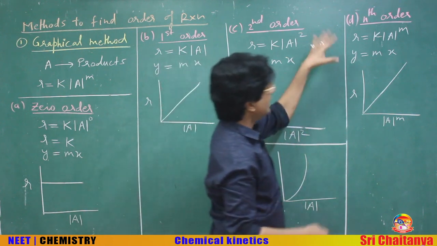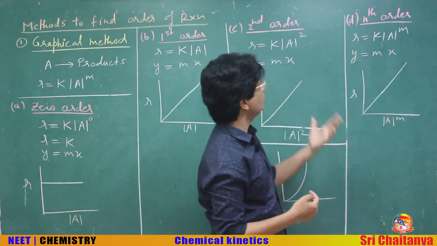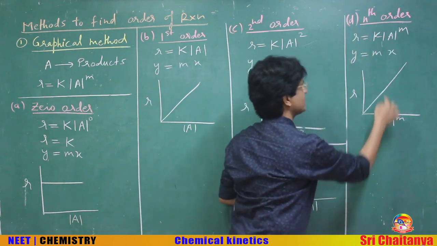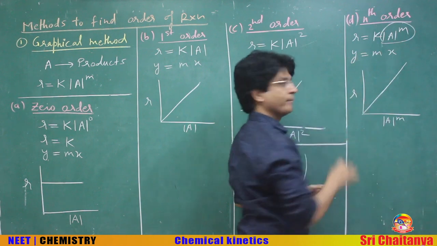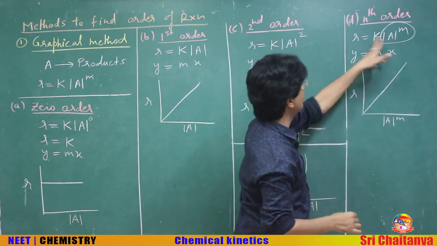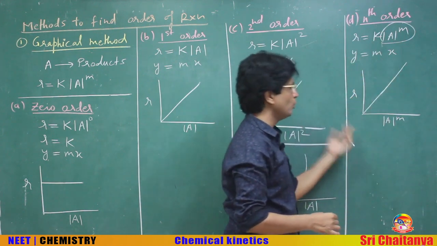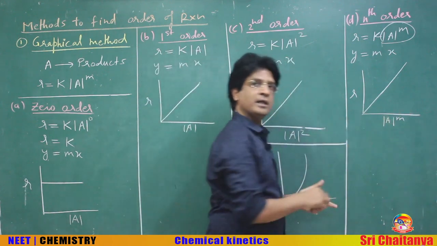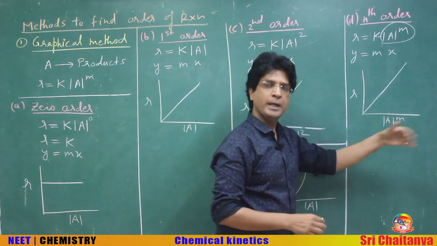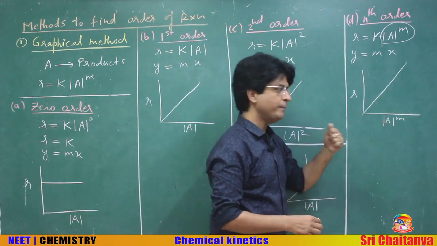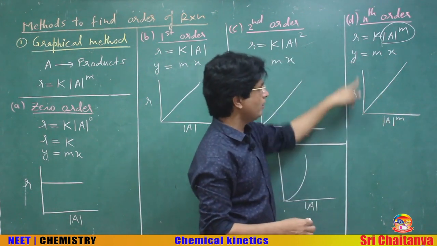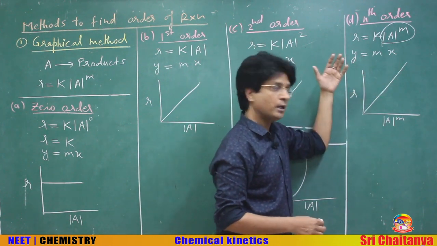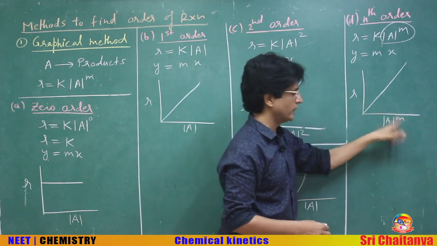Okay, now in general for any nth order, R will be equal to K, A to the power of M. If on the x-axis I take A to the power of M, then this also becomes the equation of a straight line passing through origin. So in general, what I'm trying to say is that if on the x-axis they have given A to the power of M, M may be 1, 2, 3, whatever it may be, and rate is given on the y-axis, if you are getting a straight line, that will be the reaction of mth order.